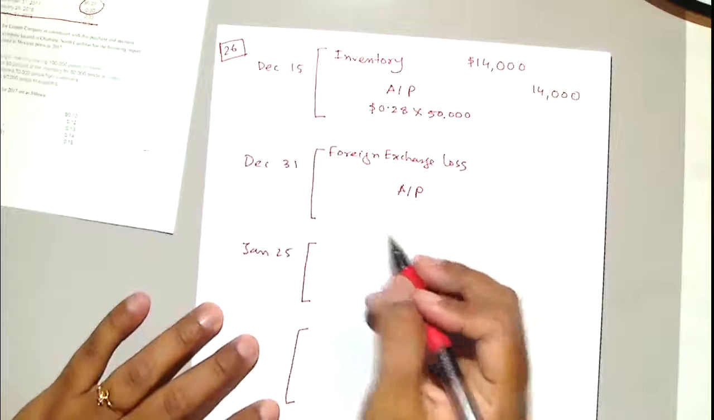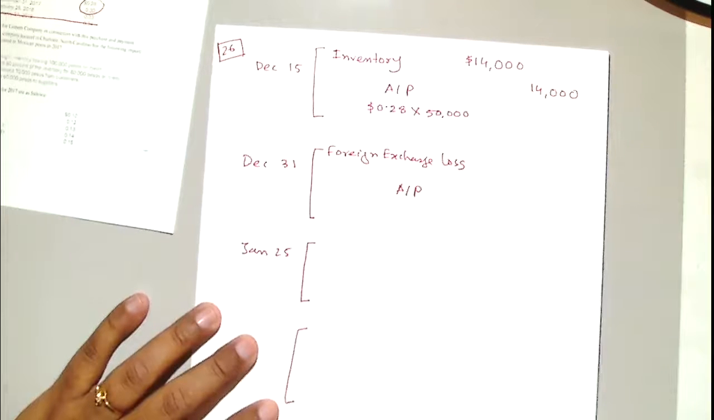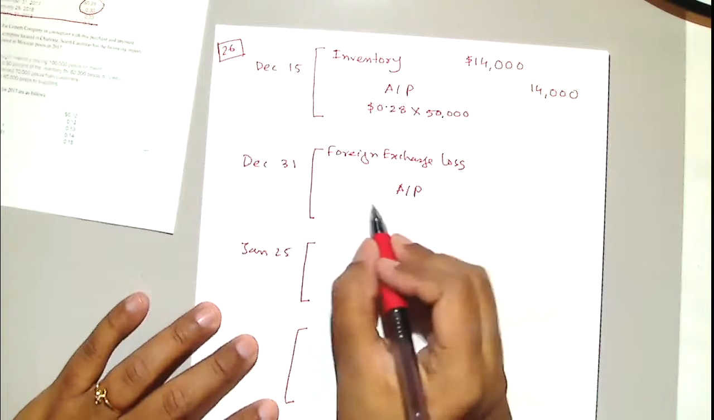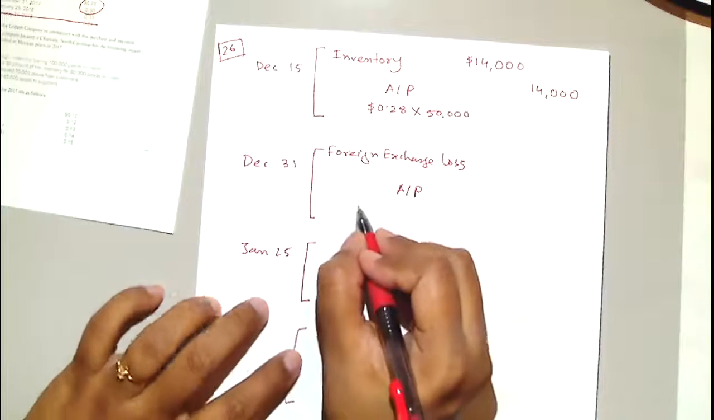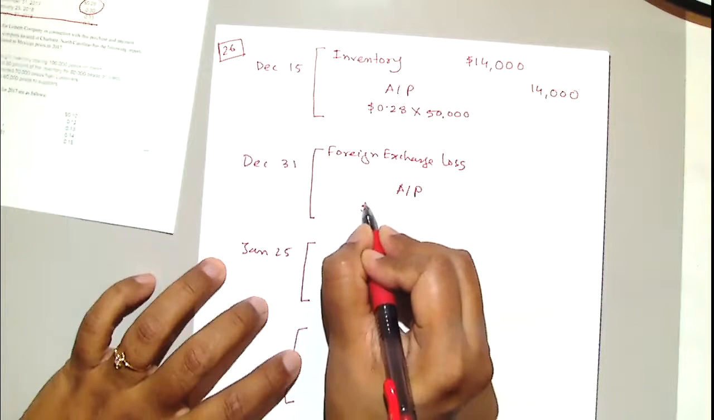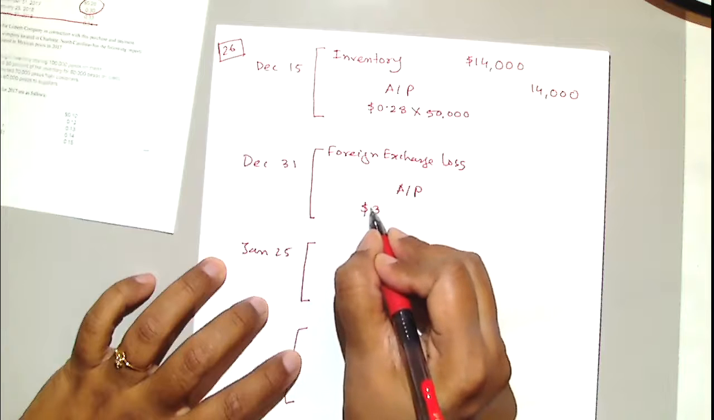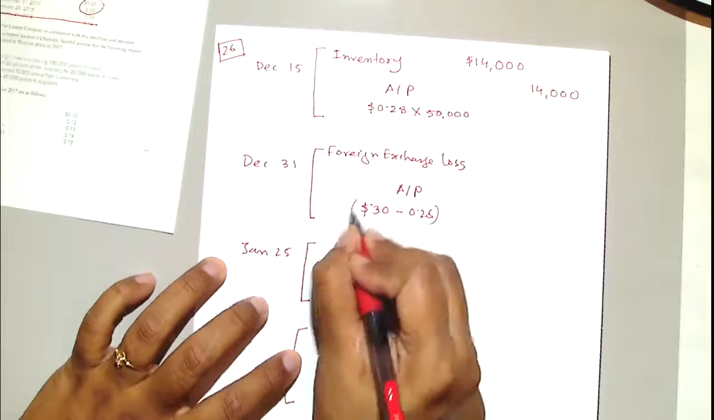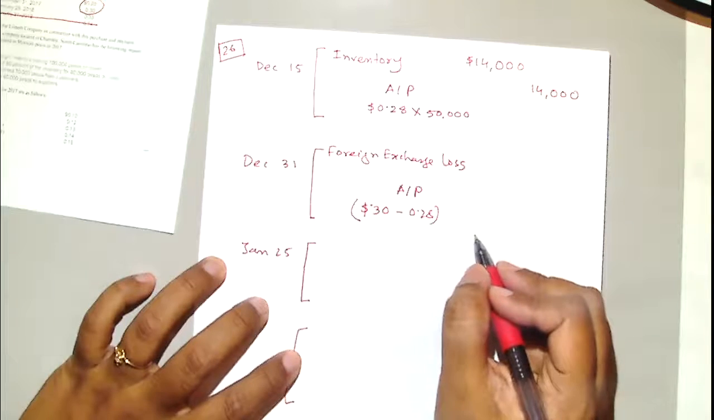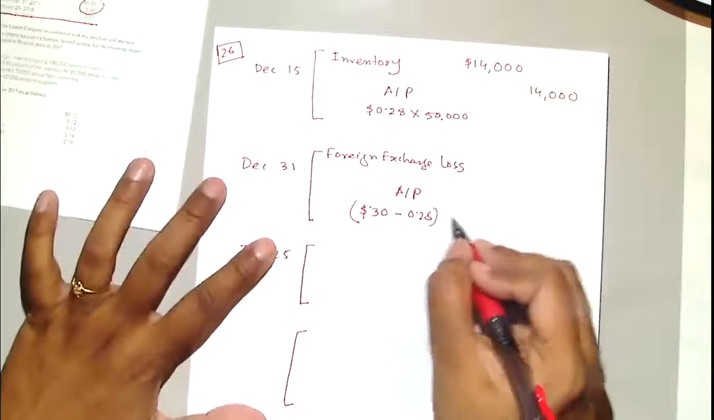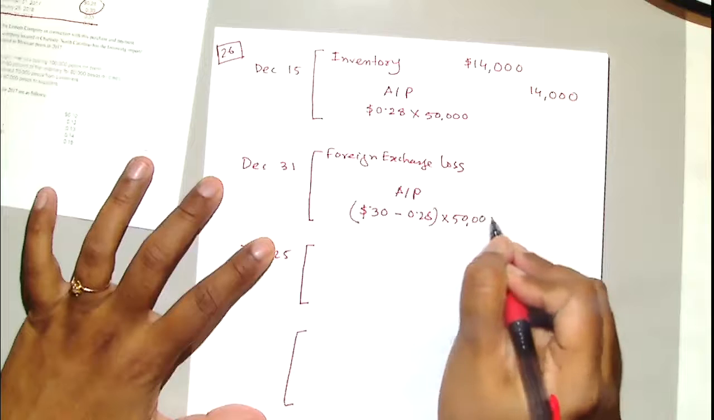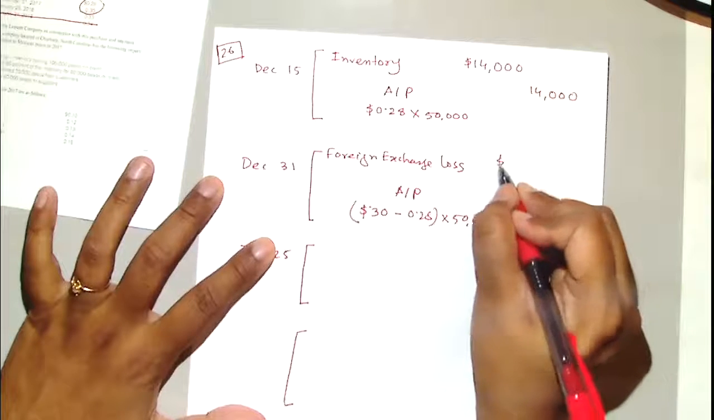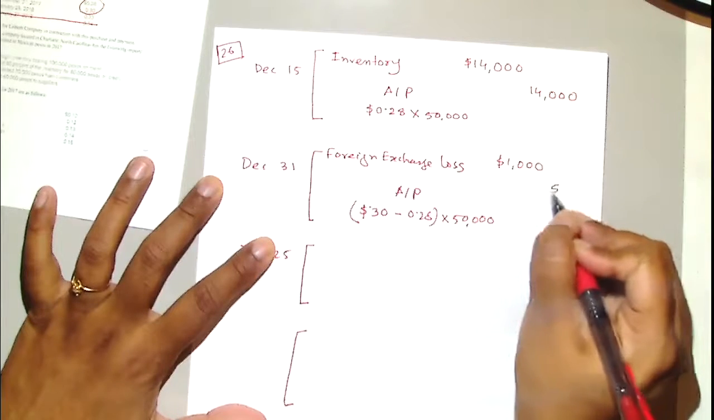Now tell me the number. Sam or Christine will tell me the loss amount. How do you get it, please? 0.3 minus 0.28. That means 2 cents per shilling times 50,000. And you got it, $1,000 loss. Excellent. Is it clear? Everyone, please try to understand.